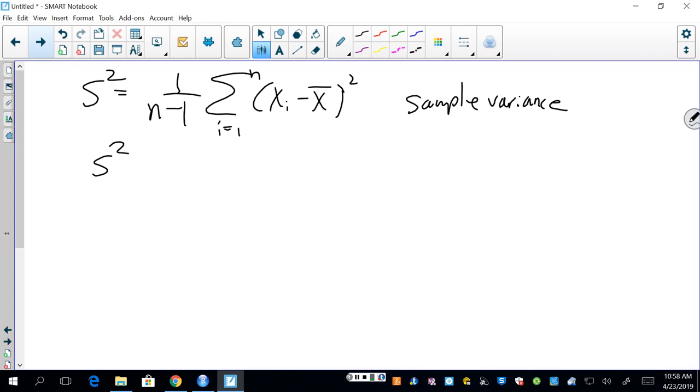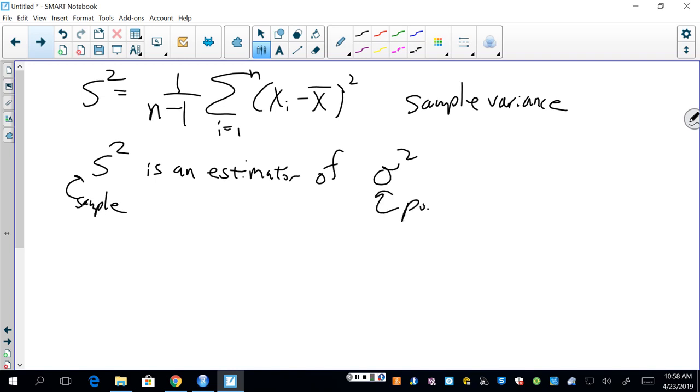And S squared is called an estimator of this population variance, sigma squared. So this S squared is the sample version, and this is more the population, or theoretical one that describes the probability process. Most of the time in this course we've been using that one, giving a value to it, and then doing calculations of one sort or another.